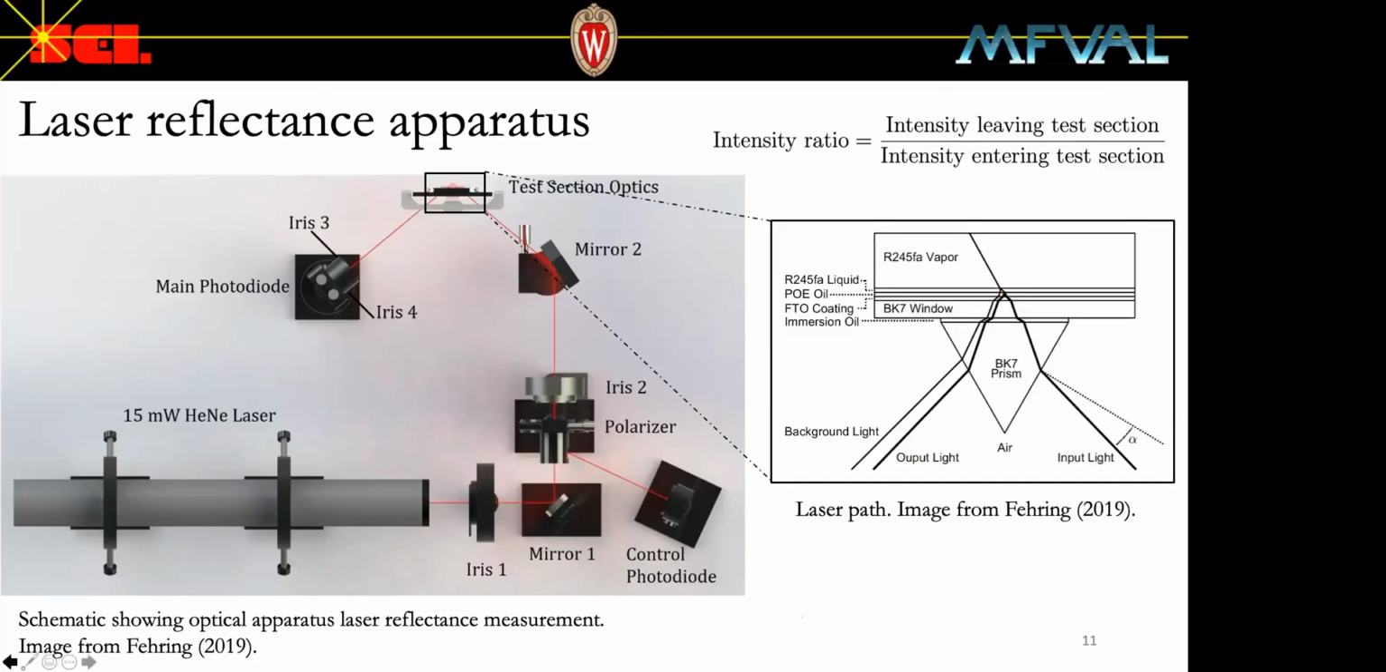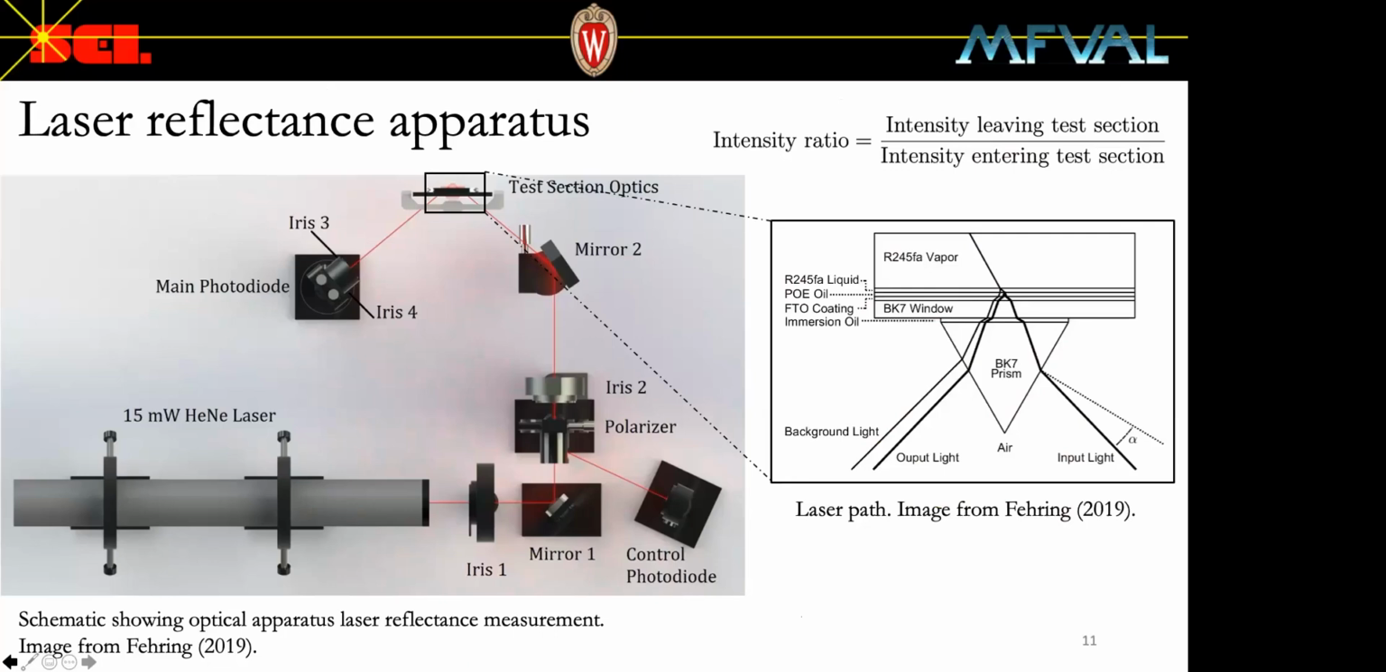At the glass-fluid interface, a portion of the beam is reflected and the rest is transmitted into the refrigerant. Then, after passing through a prism and a mirror, the intensity of the reflected beam is measured by the photodiode at the outlet. The intensity ratio is the intensity leaving the test section divided by the intensity entering the test section.